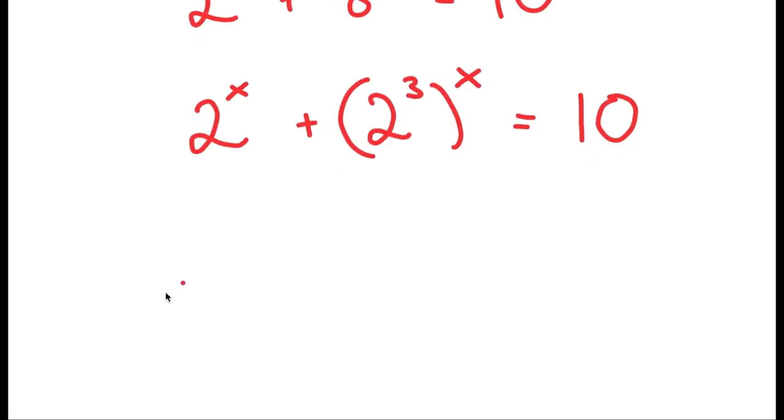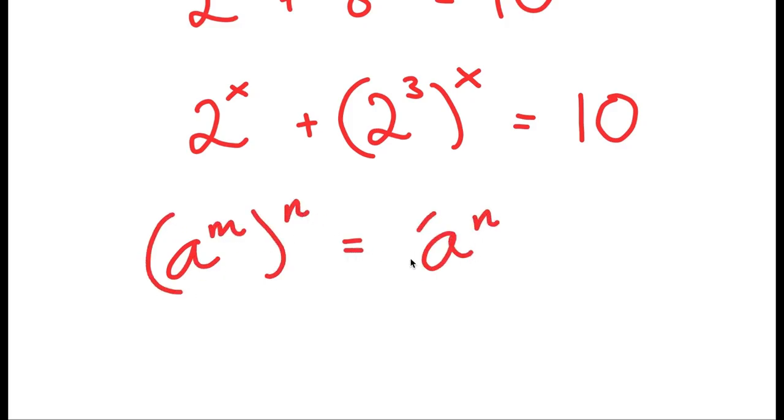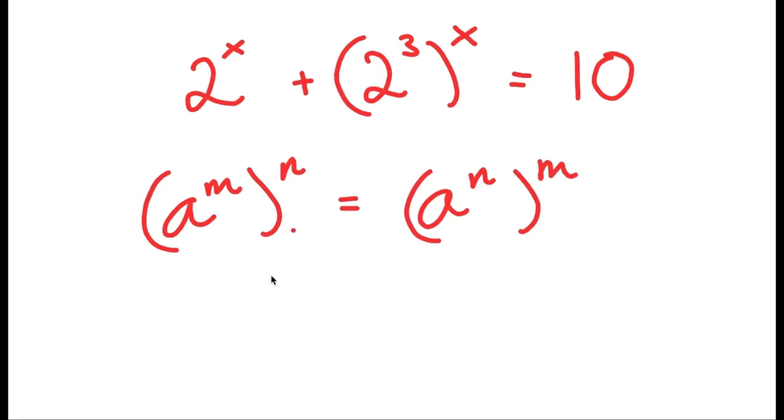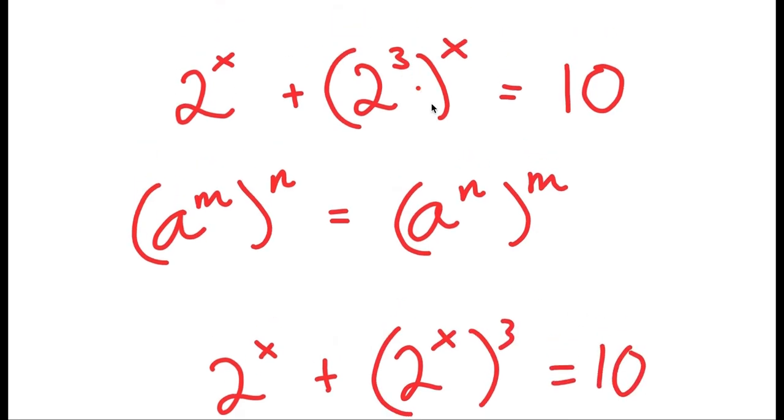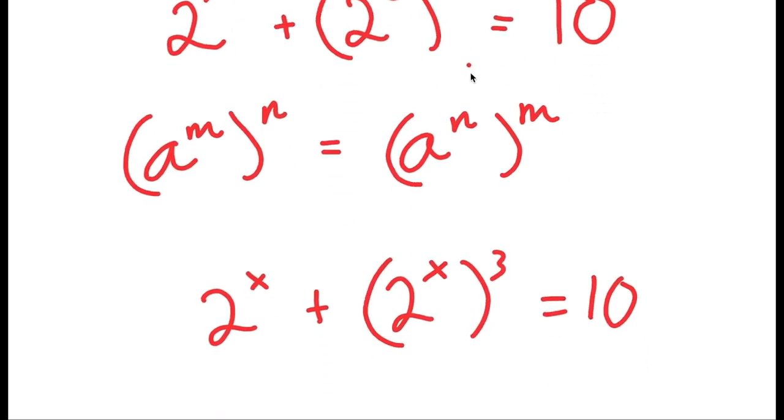Now from here, if I have something in the form a to the power of m to the power of n, this is equal to a to the power of n to the power of m. So I get 2 to the power of x plus 2 to the power of x to the power of 3 is equal to 10, because I switched the places of 3 and x.